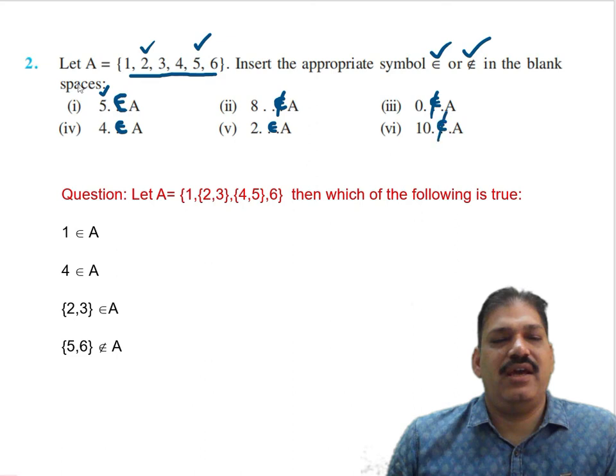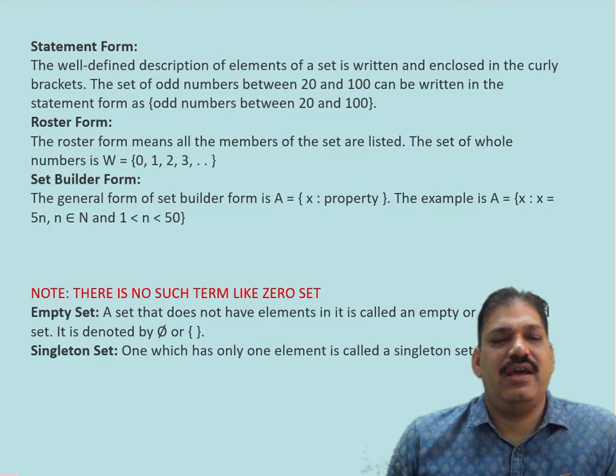Okay, we have another question. Here you can see 1, 2, 3, 4, 5 and 6. So here there are only 4 elements. Please mind it. There are only 4 elements in this set.